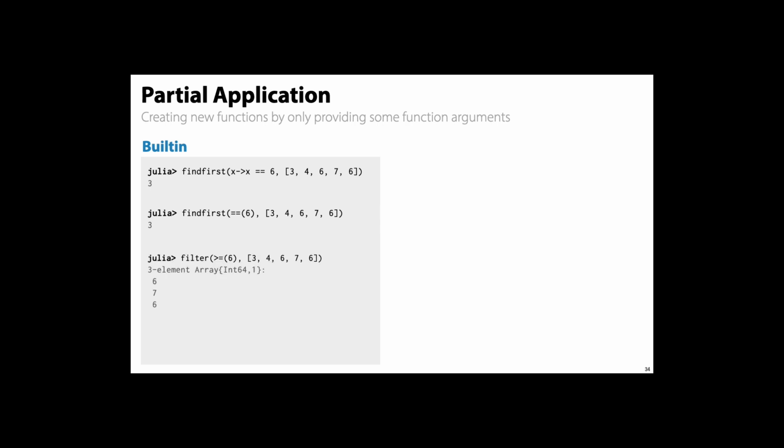We can do this for a number of operators or functions. So in this case, asking is the element larger or equal to 6. And then we get back only the elements that are larger or equal. This is filter. So we get 6, 7, and 6.